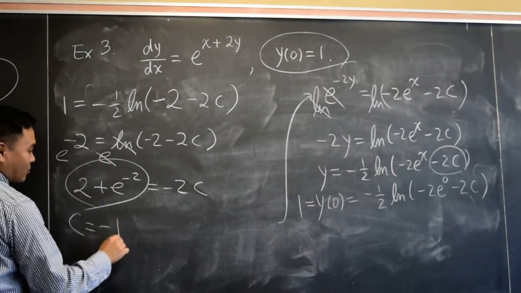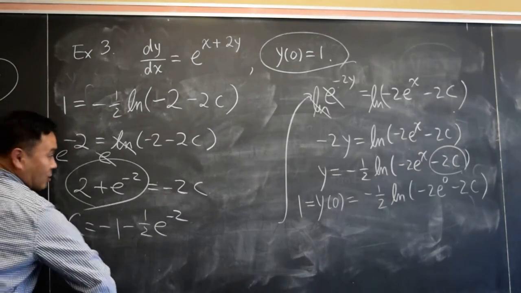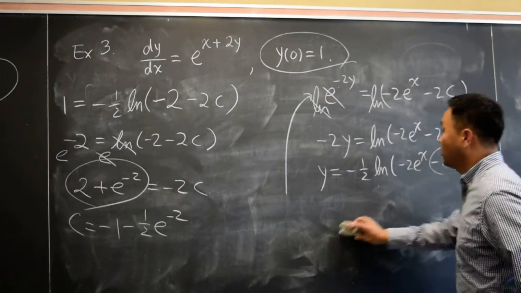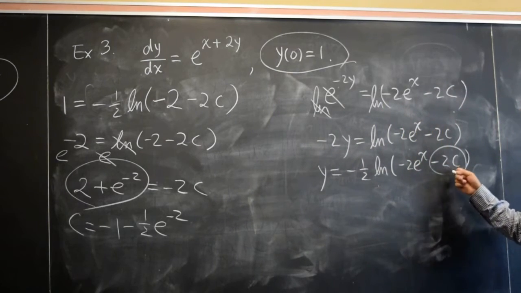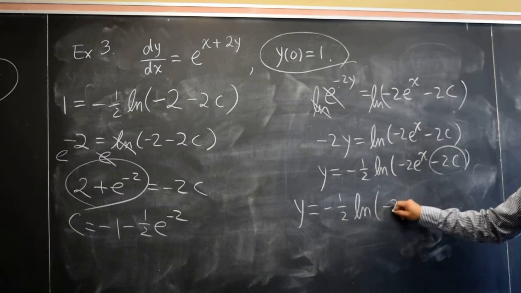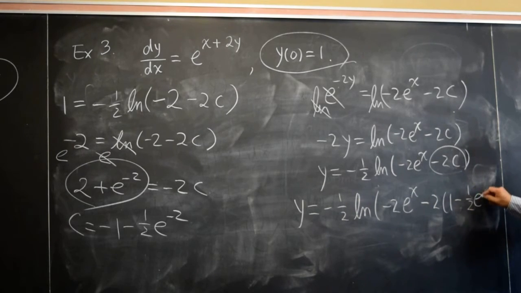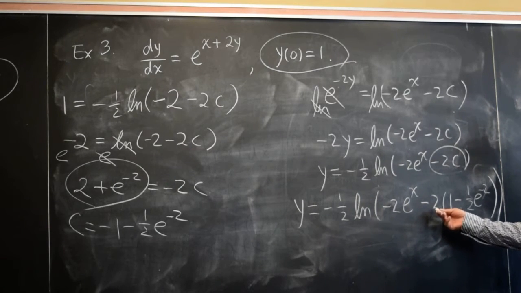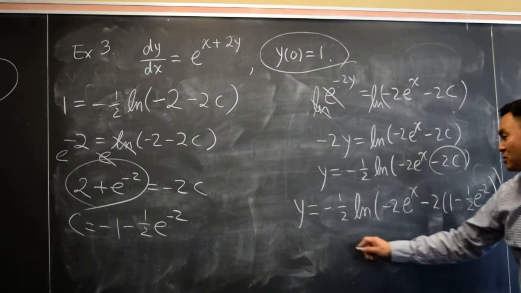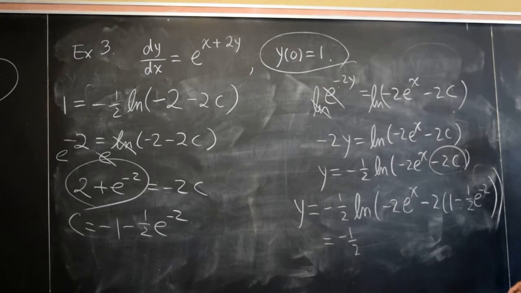Divide by negative 2, so it's negative 1 minus 1/2 e to the negative 2, right? And then now you replace c by that, and that's your final answer. y is negative 1/2 ln of negative 2 e to the x minus 2 times 1 minus 1/2 e to the negative 2. That's your final answer, or you can simplify further by multiplying this. And if you multiply negative 2 inside, then it's the same thing as what I just suggested, just replacing this circled part by 2 plus e.